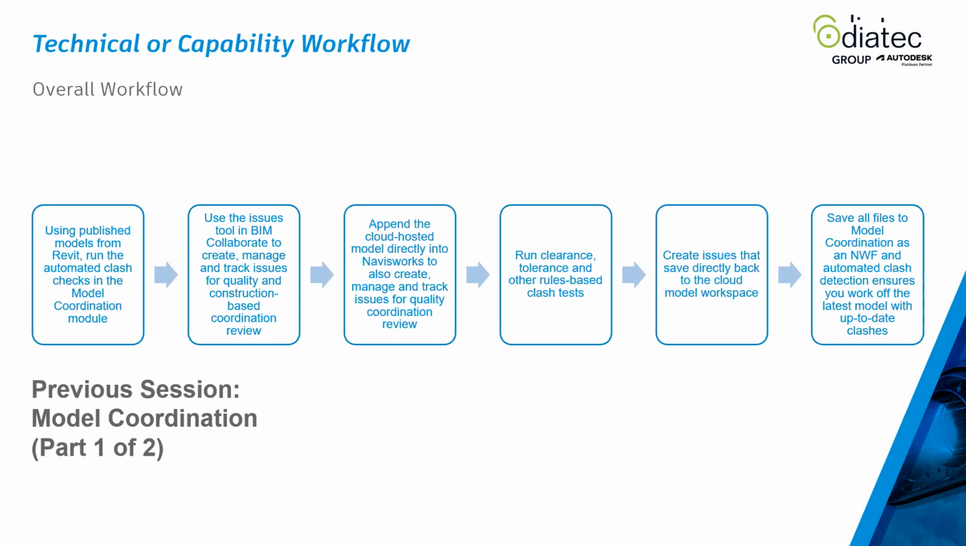So for quality and construction-based coordination review, we will be looking deeper at that issues plugin in both Revit and Navisworks today. We didn't get to touch on it in much detail the last day. Then the workflow is that you append your cloud-hosted model directly into Navisworks to also create, manage, and track issues for quality coordination review. Then you're running your standard Navisworks clash clearance, tolerance, and other rule-based clash tests. You're creating issues in Navisworks that save directly back to the cloud model workspace. Then you're saving all those files to model coordination as an NWF, and automated clash detection ensures that you're working off the latest model and up-to-date clashes.